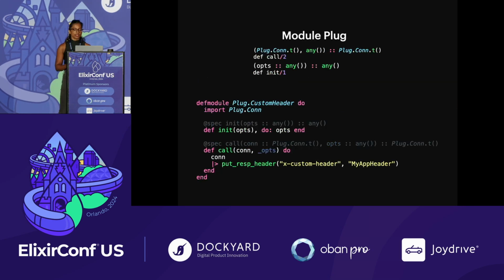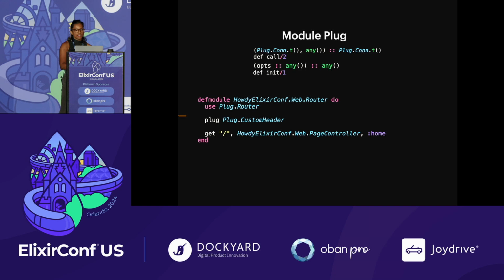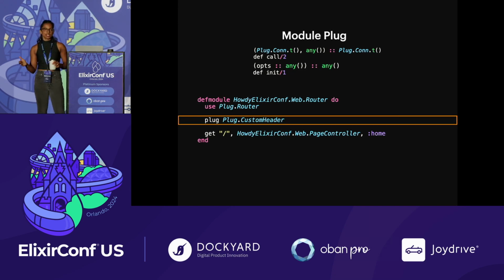A module plug is a little bit different, but similar at the same time. The idea is that it doesn't live in your router file, it can live in a separate file. There you import a connection, and then define those two functions, your init and your call, and it does the same thing that your function plug does, except it looks a bit different. And you would use it similarly, but differently. If you remember from earlier, you would do plug colon whatever, which runs the function. But here, because it's a file, I'm basically just defining the file, and then it runs.